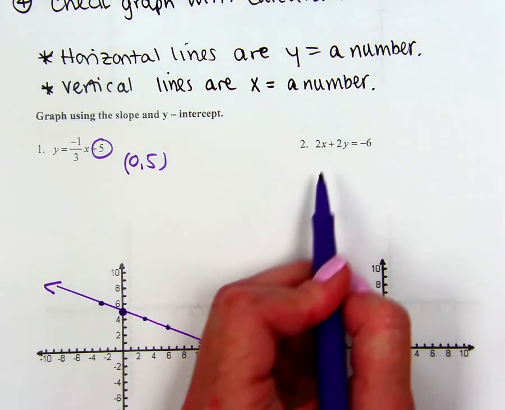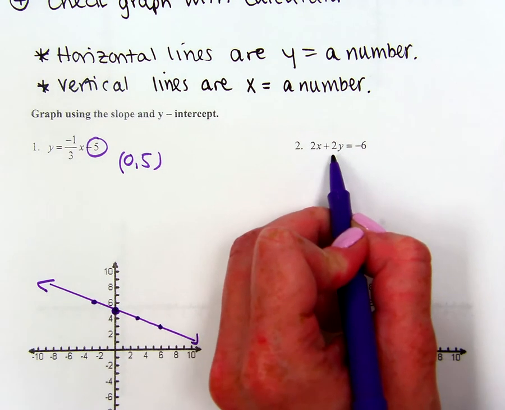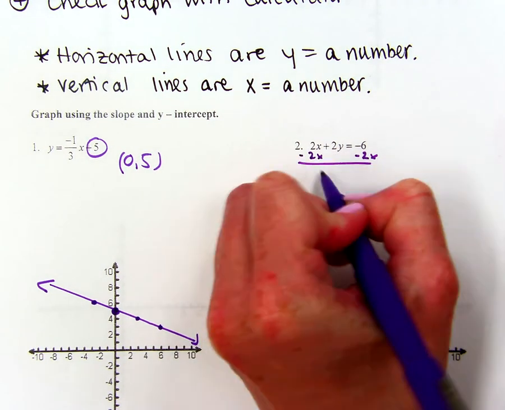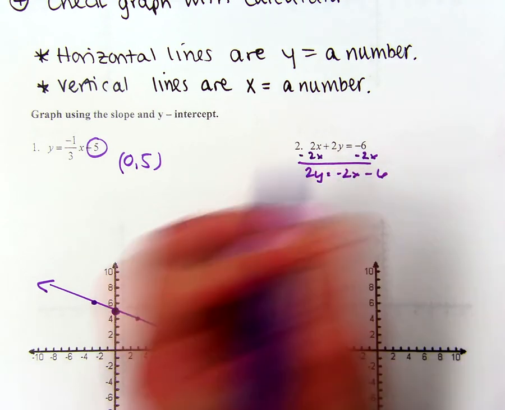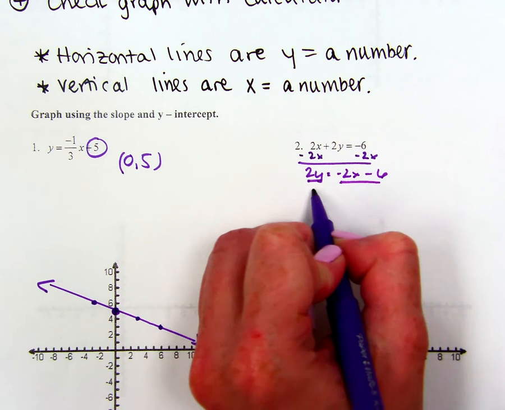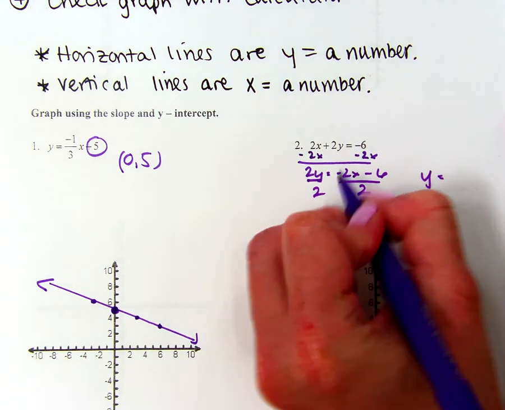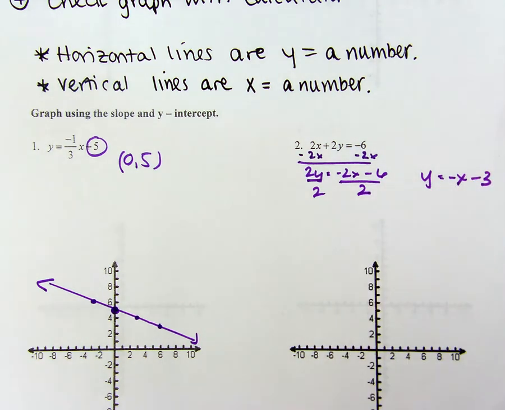Let's do number 2. We need to first convert this to y equals mx plus b form. I want to isolate my y, so I'm going to leave my y alone and subtract 2x from both sides. So I now have 2y equals -2x minus 6. I'm going to divide both sides by 2 so that I get my y alone. I now have y equals -x minus 3.